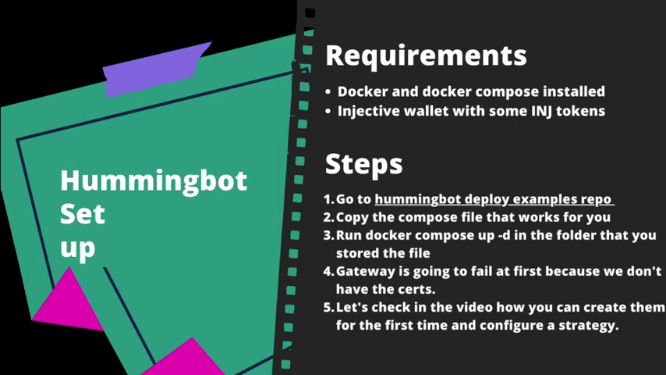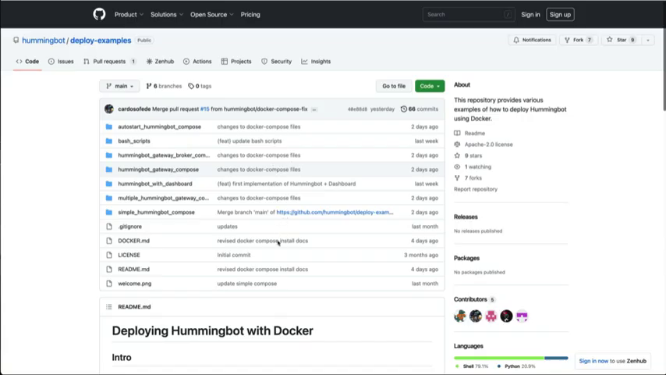Then you have to run docker compose up -d and you are going to see that the two containers are going to start, but the gateway is going to fail. It's going to fail because we don't have the certs at first. We have to generate the certs. Don't worry about these steps because we are going to do them in just a minute. You also have a video on the Hummingbot YouTube channel that explains how to deploy Hummingbot in different ways. So all of this is well documented in the page of each compose example, and you also have the YouTube video to follow up.